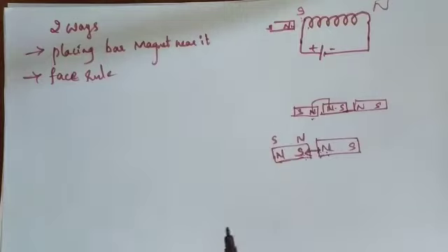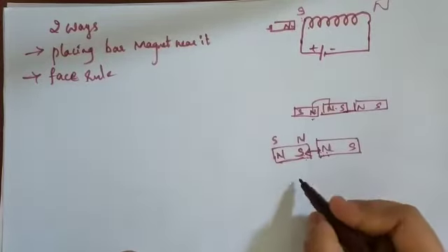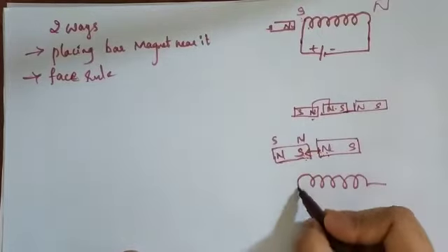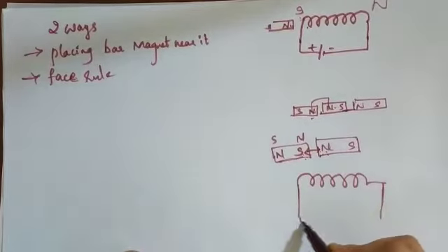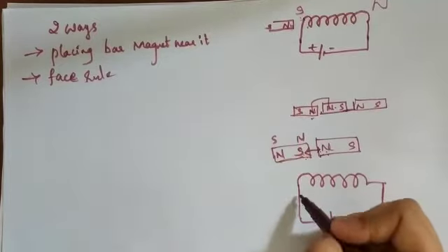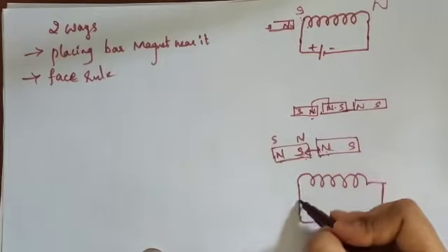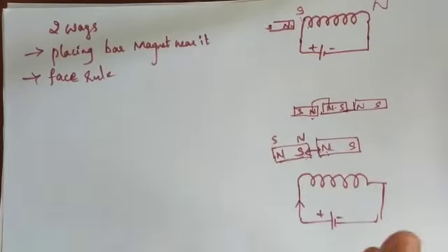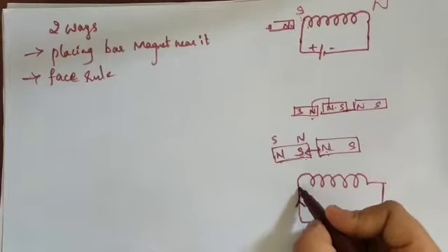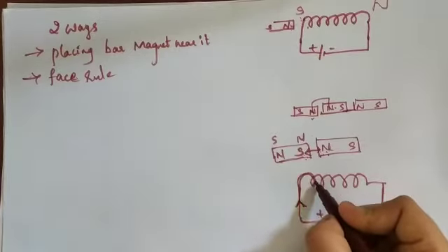Another method is the phase rule. Let me explain the phase rule. I'll take the solenoid here, and I am applying electricity here. Now, according to the phase rule, the direction of current is in the upward direction, and here the current is flowing in this direction.